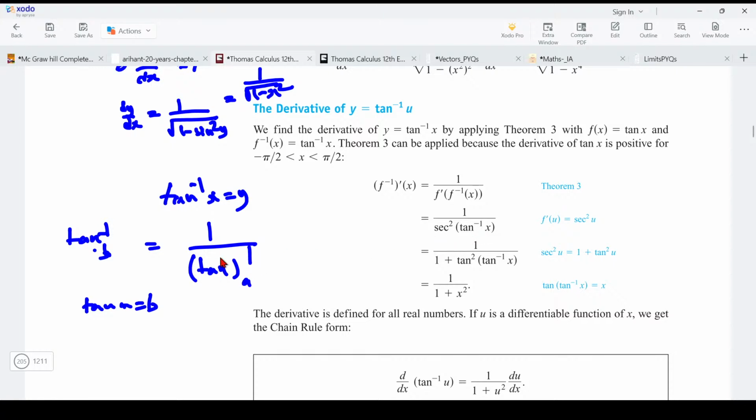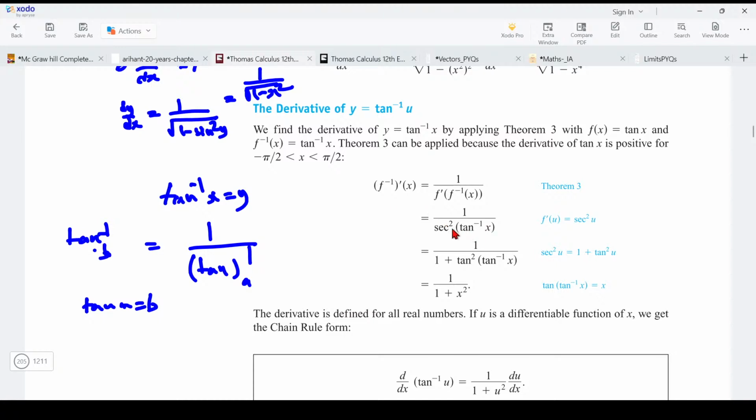The slope of tan is secant square. Where do you want to find slope of tan? The slope of tan is secant square, right? And what is this value A? Which is nothing but tan inverse of B. So in this case, which is nothing but tan inverse of X.